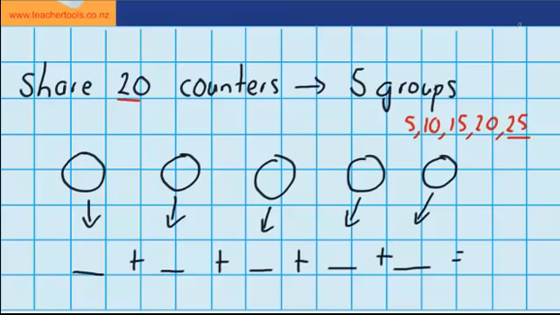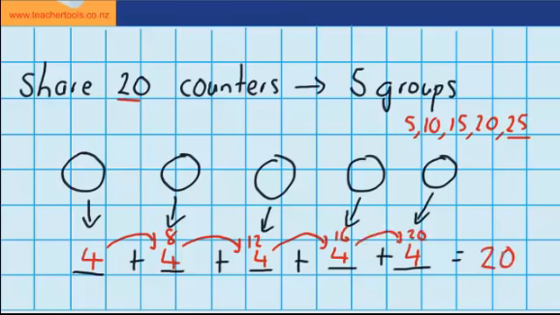So I need to think of a number which is a little bit smaller than 5, so I'm going to try jumps of 4. 4 plus 4 plus 4 plus 4 plus 4. Let's see if that works. Well, 4 plus 4 is 8, plus another 4 is 12, plus another 4 is 16, plus another 4 is 20, which is perfect.